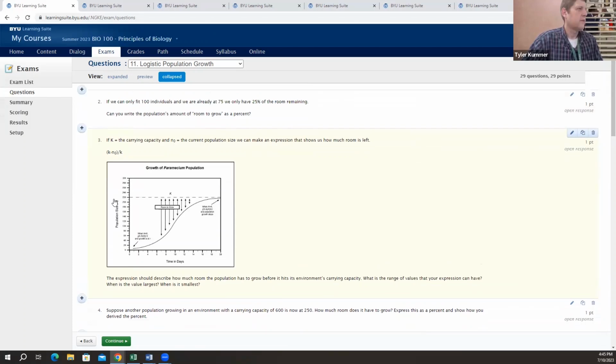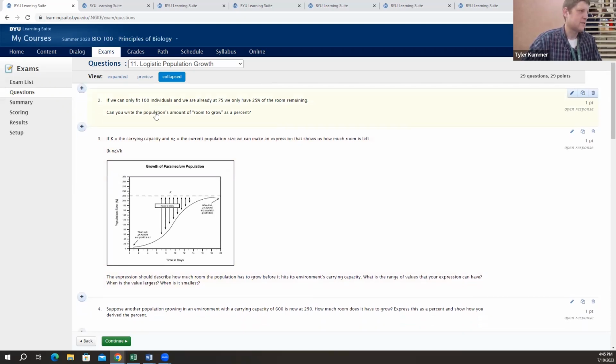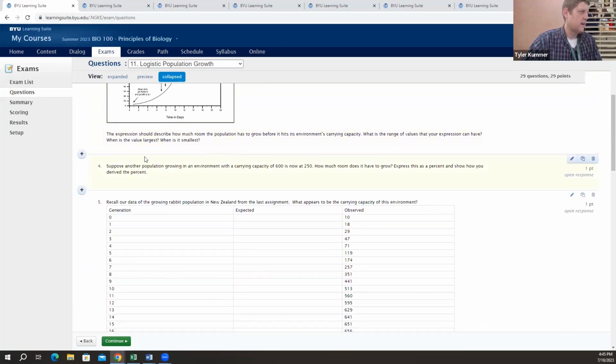So if we were doing that with our original population that we talked about there, 100 minus 75, that's 25, divided by 100 would give us 25% of the room left. If we were to do a second problem here, carrying capacity of 600, that's K. Population of 250, that's N naught. So 600 minus 250 gives us 350. 350 divided by 600 gives us the percentage of room that we have left to grow.